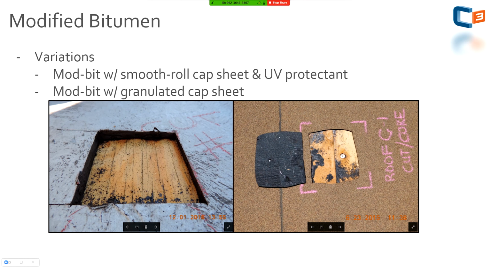And then also we have ModBit with granulated cap sheets. Shingle guys, this is kind of what you're going to identify with. Both of these are direct to deck installations. So in these cases, you don't have a substrate, it's direct to deck. So just be aware of that. That can also come into play as far as the rigidness of the roof system goes. If you have a really rigid roof, it's very supported. If this was over something a little more spongy substrate type wise, you might have a little more impact, or impacts are likely to cause damage on those.